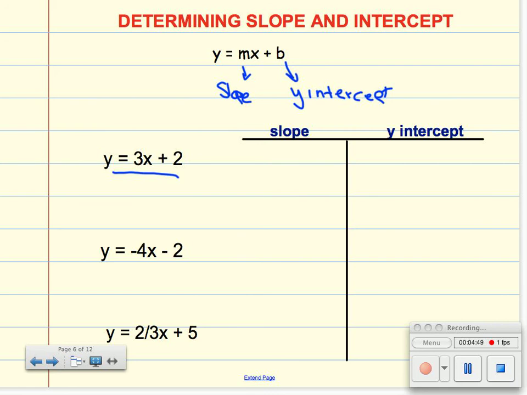Looking at the next one, we have y equals negative 4x minus 2. I want to look at what's in front of my x and what's to the right. So what is the slope of this line, class? Negative 4. And I represent it as negative 4 over 1. To use that to help graph, I'd go down 4, and then I go over 1.